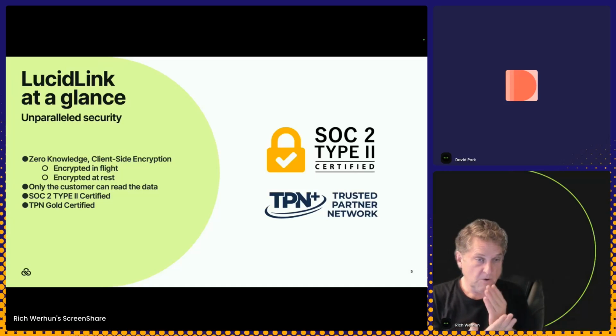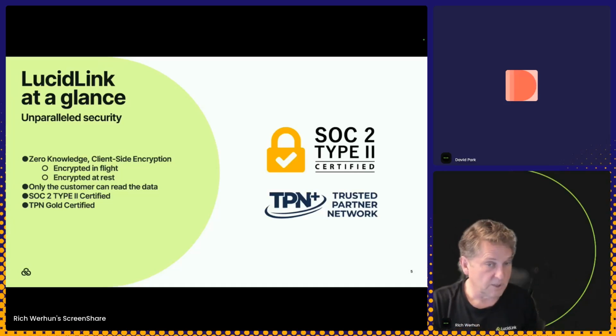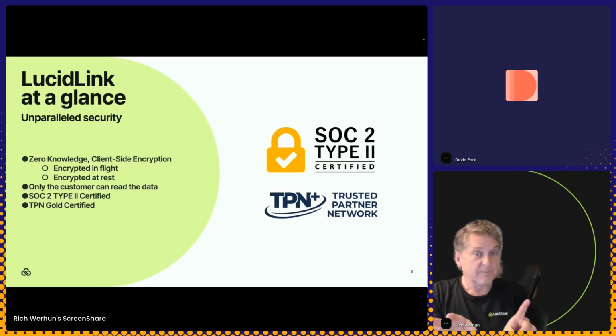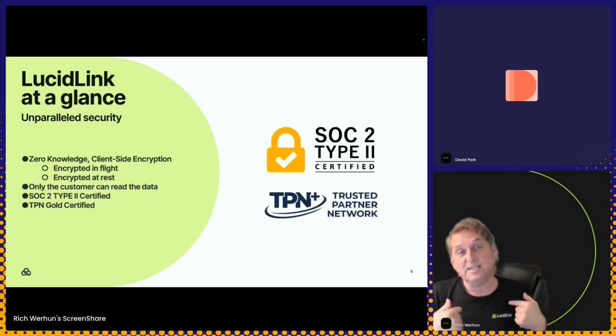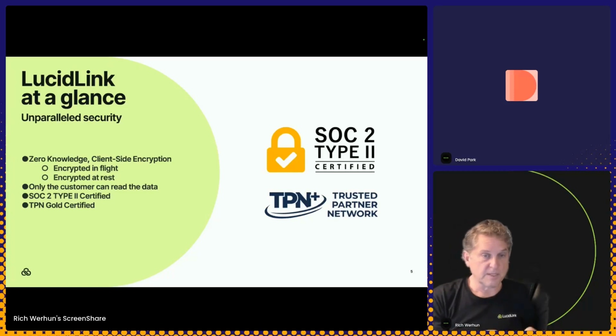So it's encrypted right on the client and decrypted there. That means it's encrypted in flight to and from the storage, and it's encrypted at rest on the storage. Only the customer can read the data in the storage bucket, not the cloud storage provider, because the only way you can ever see the data is by reading it through the LucidLink client. We're TPN Gold certified, SOC 2 Type 2 certified.